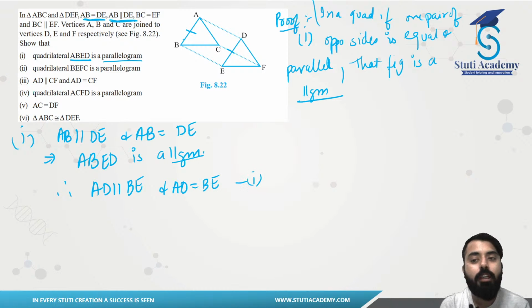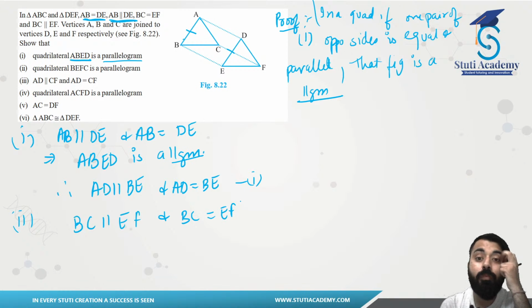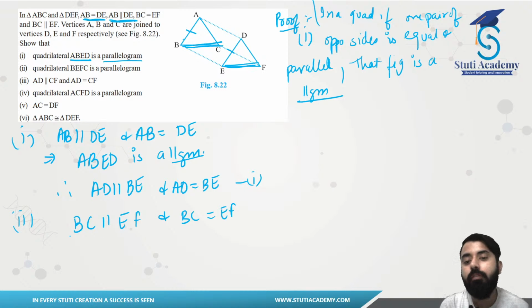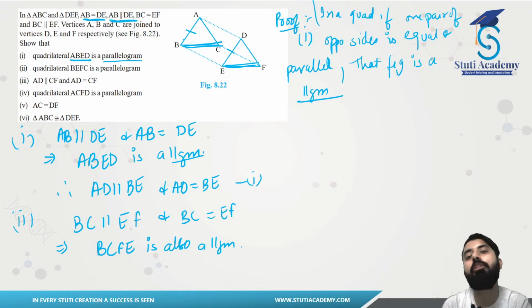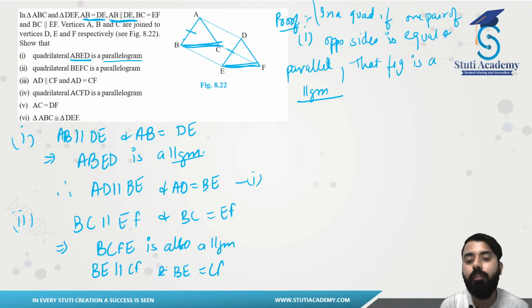For the second part, I know BC is parallel to EF and BC is equal to EF, right? That means this implies BCFE is also a parallelogram, because one pair of opposite sides is equal and parallel. Then I can easily say that BE will also be parallel to CF and BE will also be equal to CF, right?